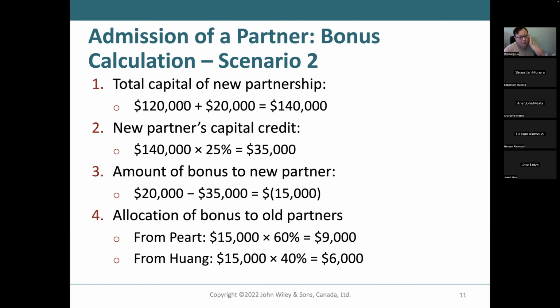My second scenario: my total capital starts with 120,000, and the cash paid by Trent is 20,000. So in total, you have 140,000 capital. Trent owns 25% of the capital, so that works out to 35,000. But you only made a cash payment of 20,000. How can you have a capital contribution of 35,000? Because the difference, 15,000, is a bonus from the old partners. Okay, so we are okay with this.